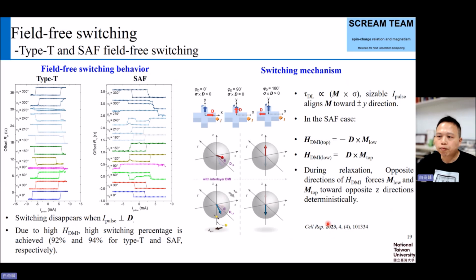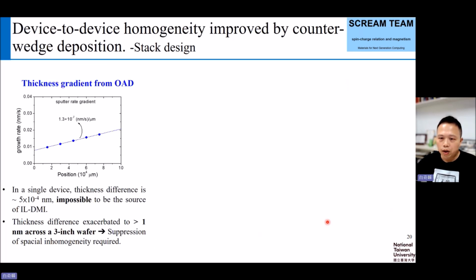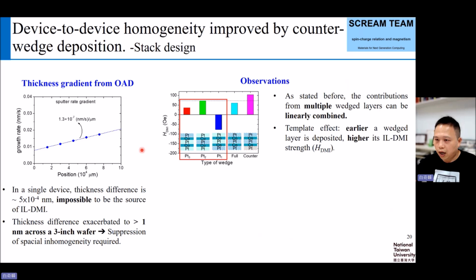But anyway, one of the important issues that we want to address in this kind of wedge deposition prepared samples is that if you're dealing with large area deposition, then it is possible to have a large thickness variation across the wafer. For a single device, the thickness difference is very, very minute. It is impossible to be the source of interlayer DMI. But across the wafer, we will have this very huge thickness variation. And how to eliminate that kind of effect?